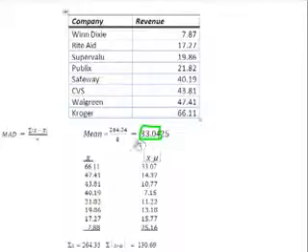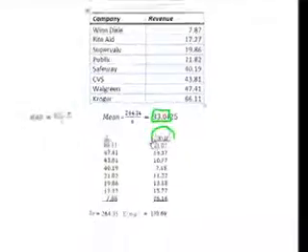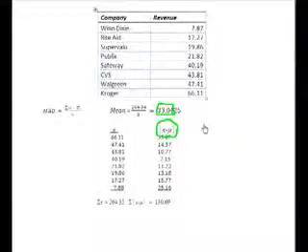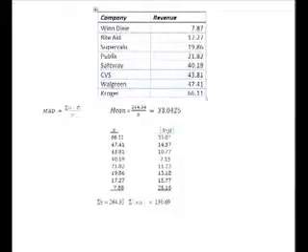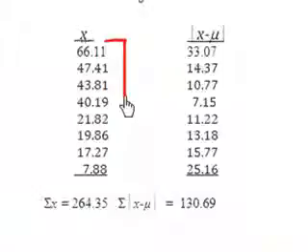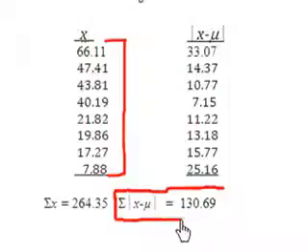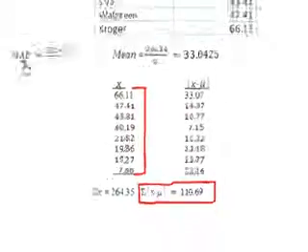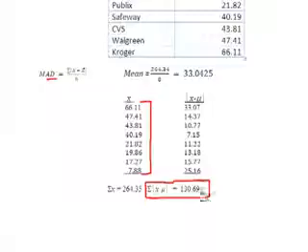66.11 minus 33.04 gives me 33.07. 47.41 minus 33.04, 14.37. Remember, absolute value. Get rid of those. Just ignore the negative signs. I'm then simply going to take, and once I have done this for all 8 of my data points, I'm going to come up with the sum of the absolute values of x minus the mean. So that is the absolute deviation.